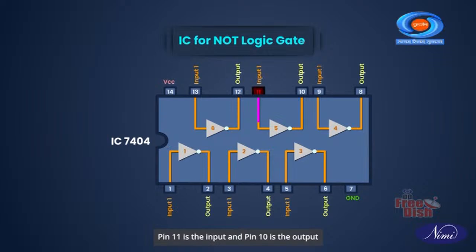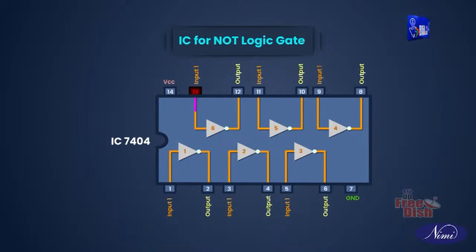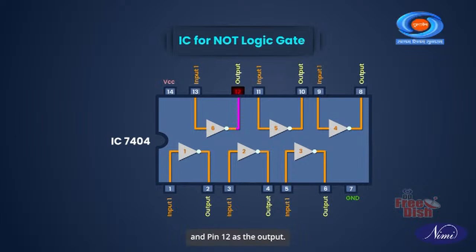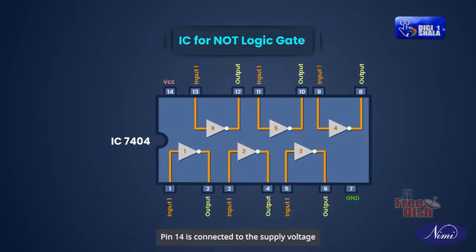Pin 11 is the input and Pin 10 is the output for the fifth inverter. Finally, the sixth inverter comprises Pin 13 as the input and Pin 12 as the output. Pin 7 is connected to the ground. Pin 14 is connected to the supply voltage VCC, which is typically plus 5 volt.